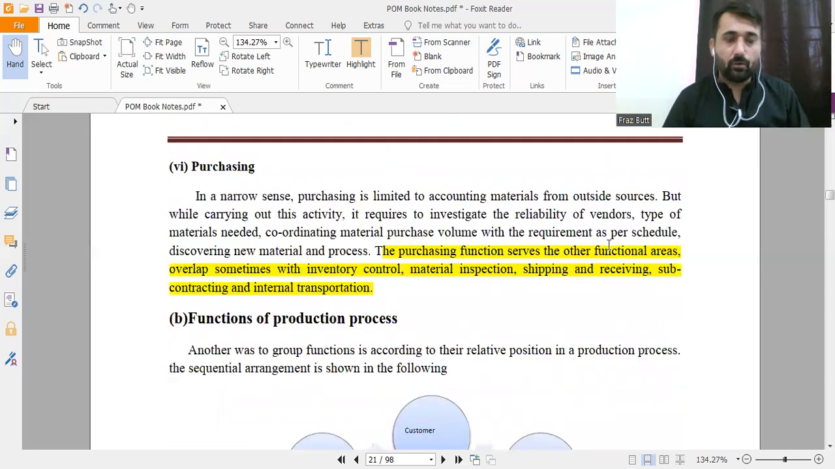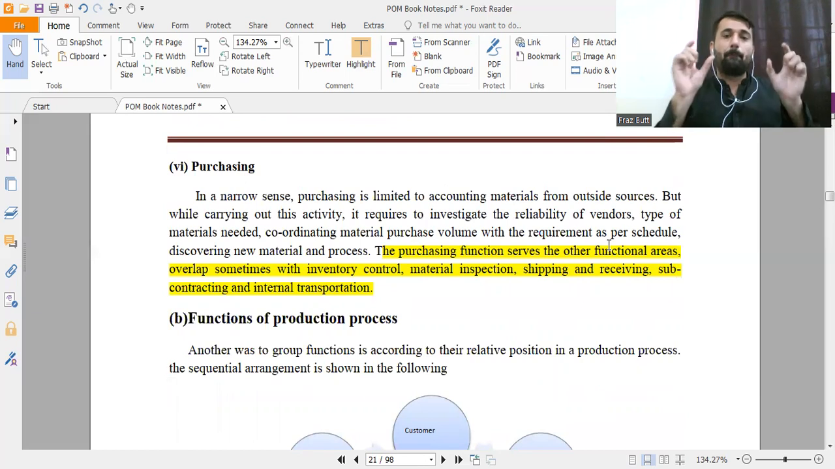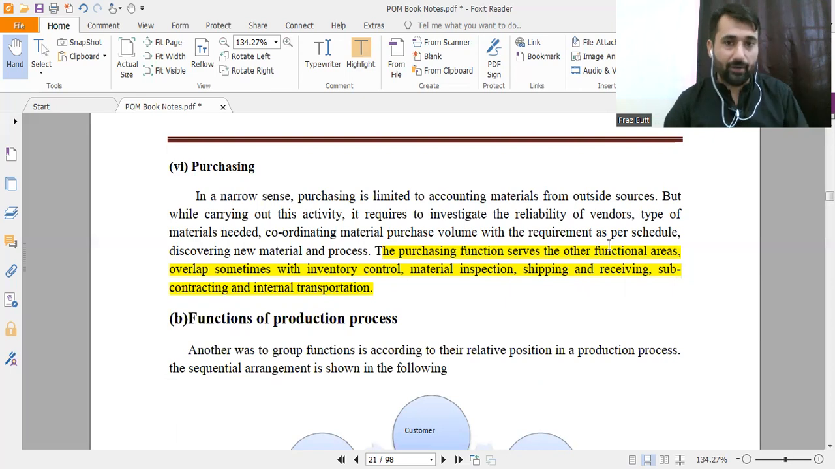Then purchasing is, in my opinion, the most important function. Because if you are producing a huge bulk of products, you have great inventory, but you cannot make your customers purchase, or you cannot sell your product, then how can you continue your business? This is another important function.